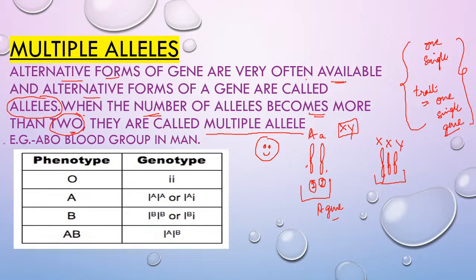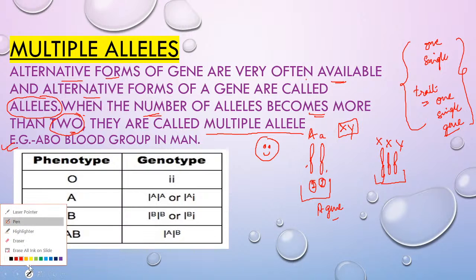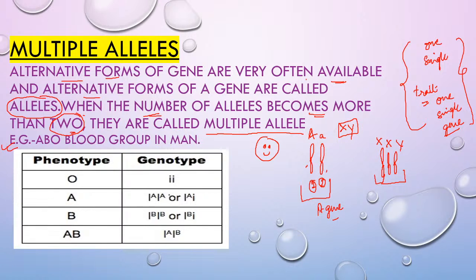Now coming to the example of multiple allelism, which is very important for your board exam. It is also very important for your NEET exam. It is almost said to be a NEET bomber. So the example of multiple allelism is the ABO blood group in man. The ABO blood group system in man has 4 main types of phenotypes.